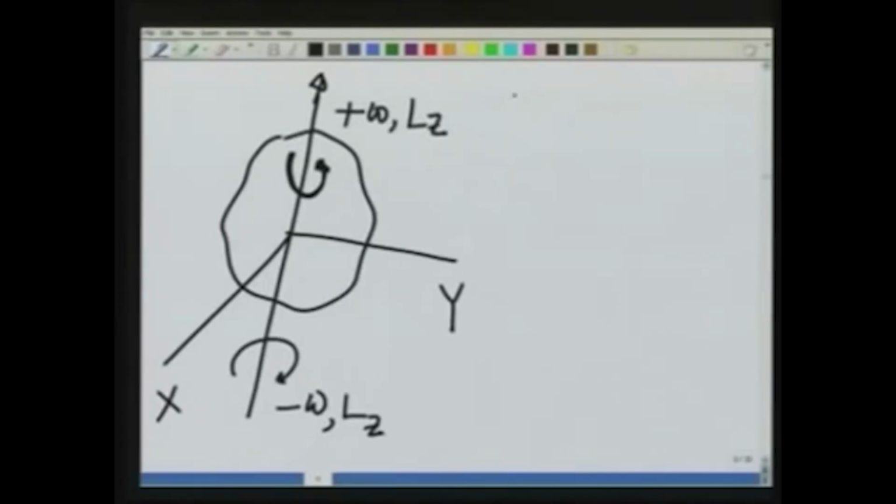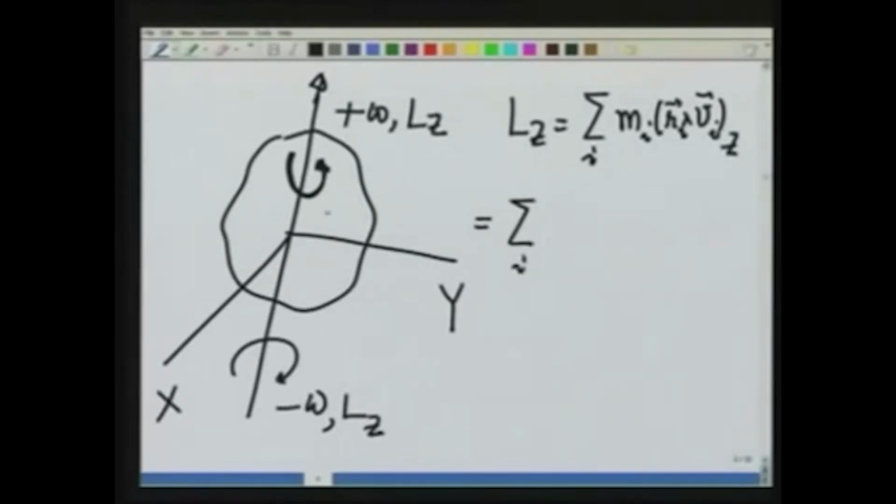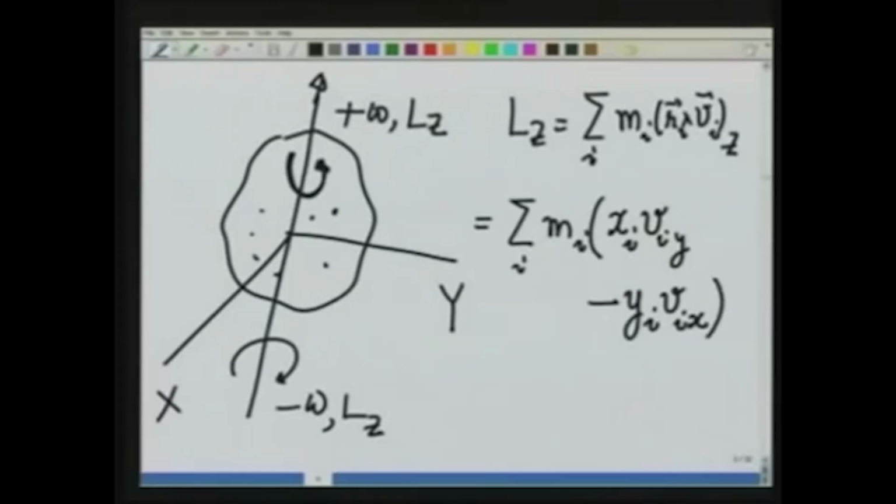So, let us calculate L by definition. Lz is going to be summation over i of m_i (r_i cross v_i) z component, which is going to be equal to summation over i, where i really refers to different points, different masses on this body, m_i (x_i v_i y component minus y_i v_i x component), by definition of the angular momentum.